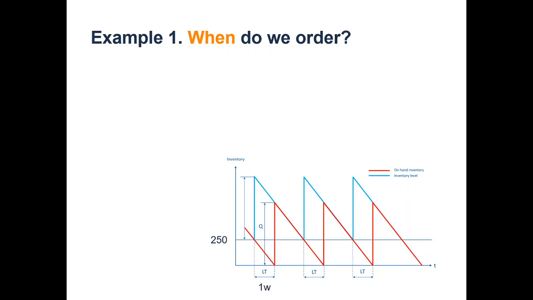As to the first question, when do we order? We need to take a look at how our inventory level evolves. So this graph here represents that. We have a red line which represents the physical or the on-hand inventory. So in fact, we have some amount of computers that we are selling, so our physical inventory decreases over time.